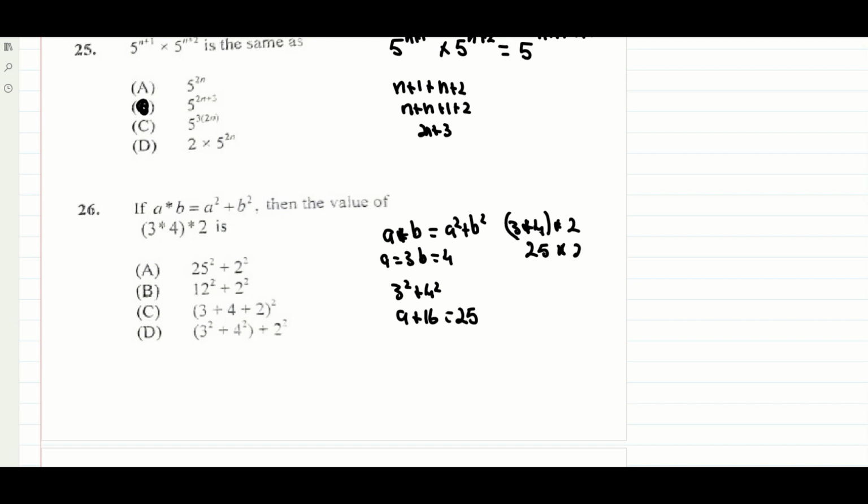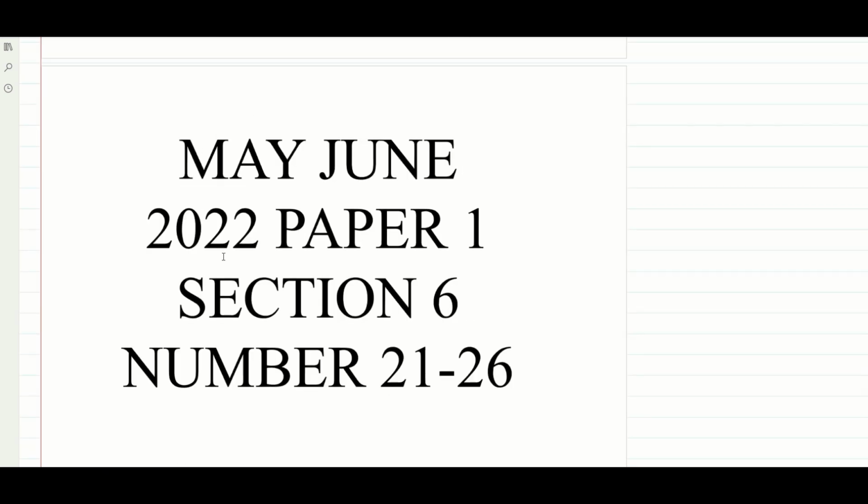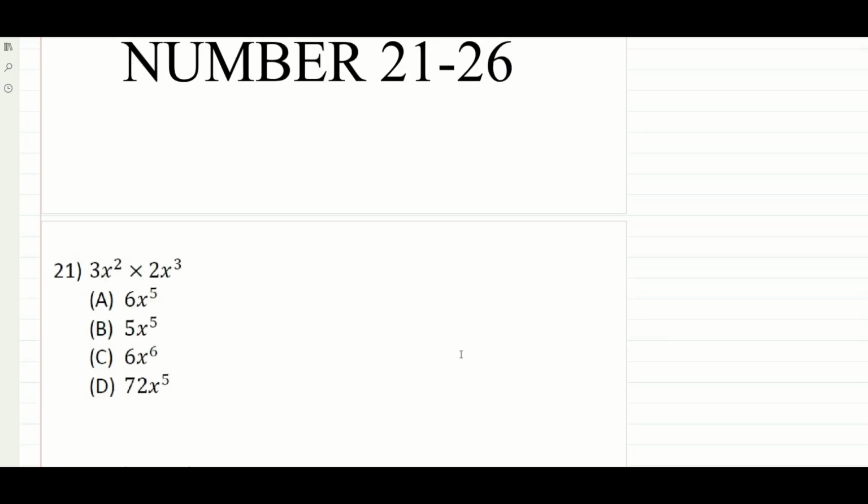Alright, so it's 25 asterisk 2, which would be 25 squared. Now a is equal to 25 and b is equal to 2, so it'll be 25 squared plus 2 squared, and you see that option as A, so my answer is A right here. Alright, let's look at now. We're going to be doing May/June 2022, paper 1, 21 to 26.